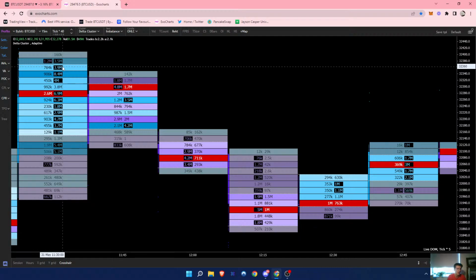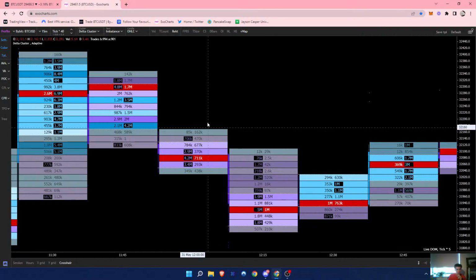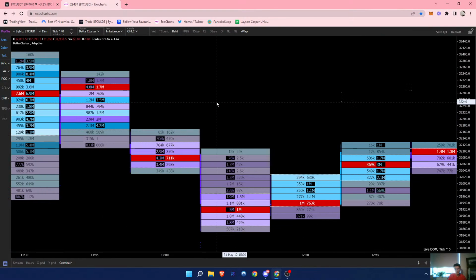So trapped traders really have 2 options. They can either wait and possibly get liquidated, which is a risk in their eye. So they're kind of panicking, right? Or they can simply close their orders, and this will really just push price down even further. So again, that's why looking at trapped traders and stacked imbalances is very important and very powerful.